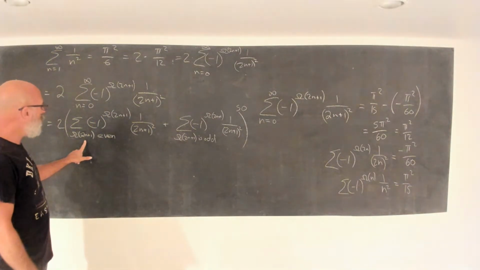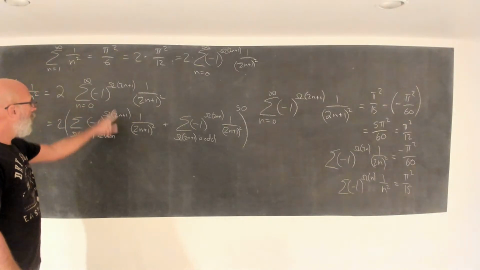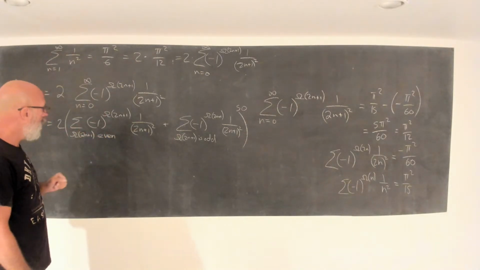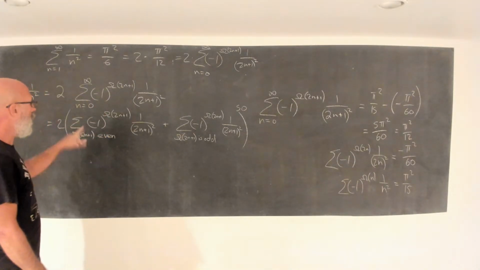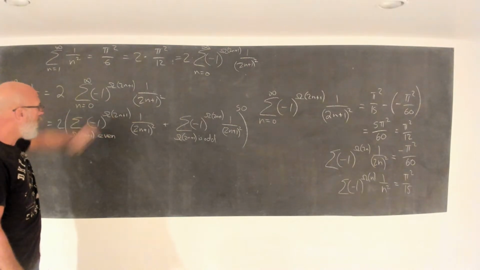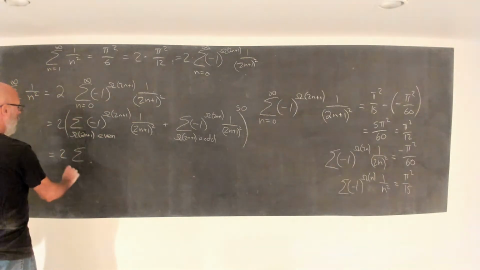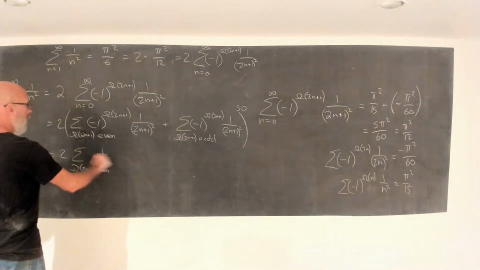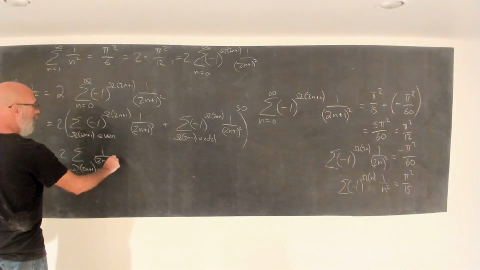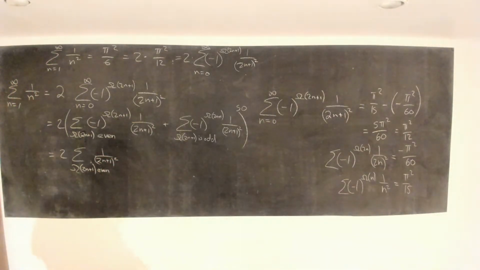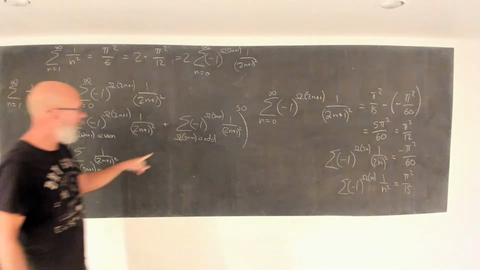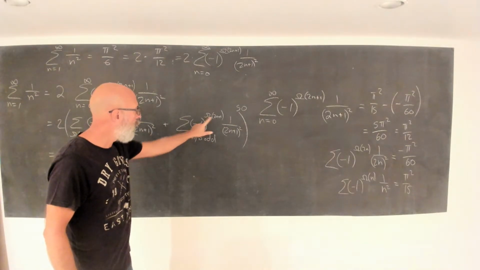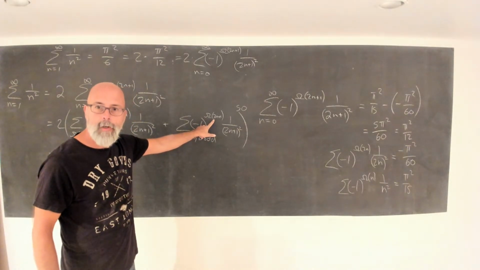Now, if phi of 2n plus 1 is even, this is going to be even, and negative 1 to an even number is positive 1. So I don't need this. And if phi of 2n plus 1 is odd, this is an odd number. -1 to an odd number is just -1.